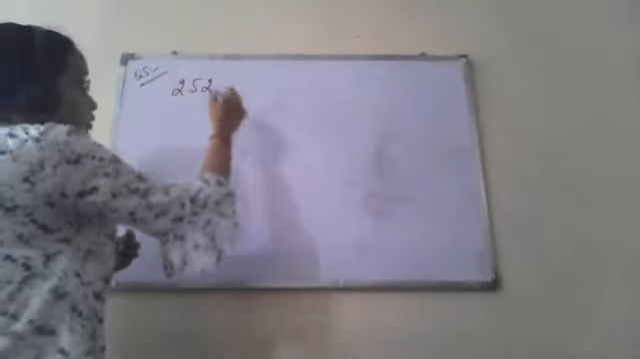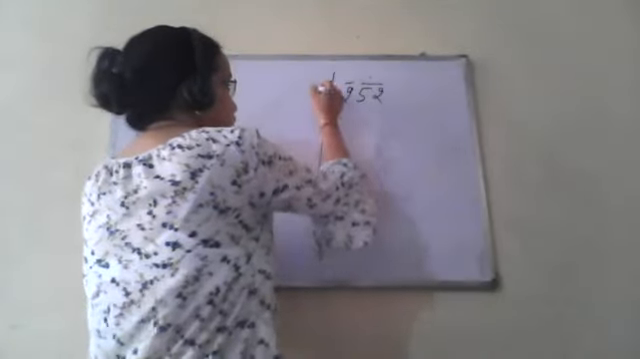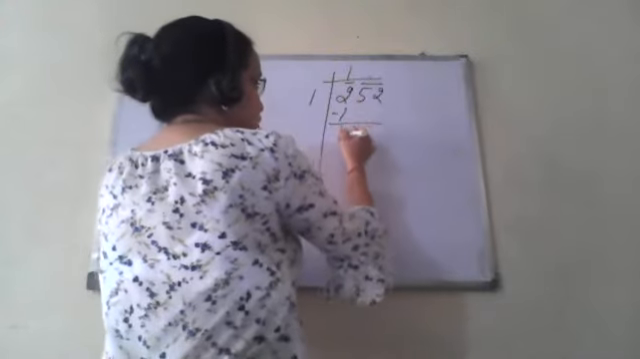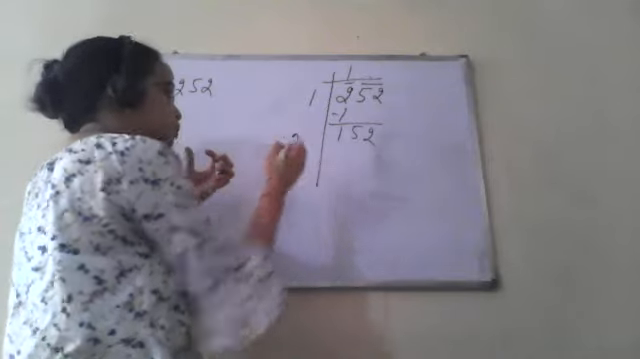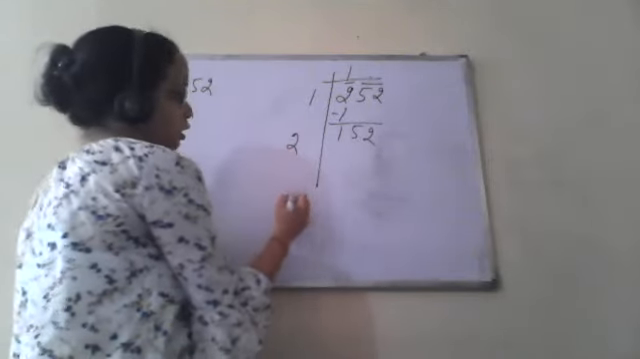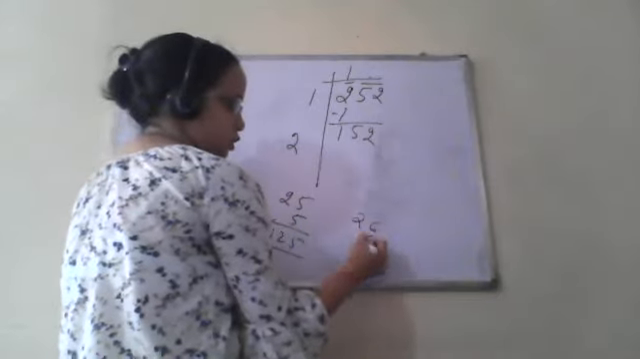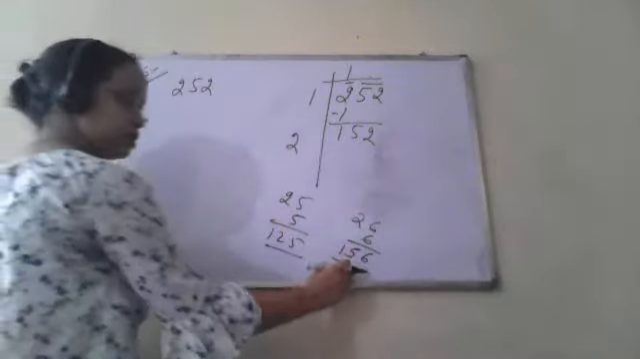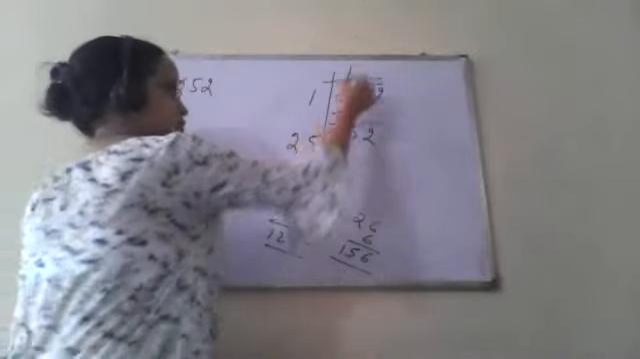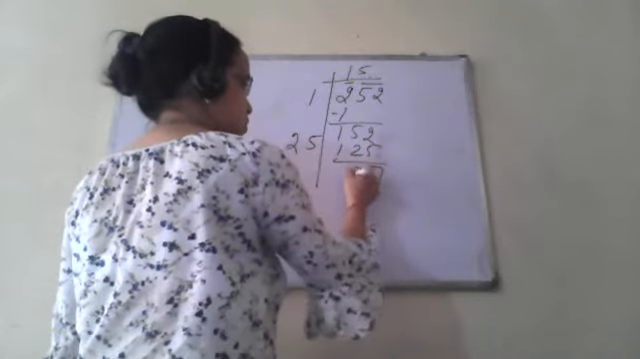Next is 252. It is very simple. This is 252. Put a bar. So this is 152. Double of 1 is 2. So 25, 5 times we will go, 125, and we will look for 26. 156 we cannot write because it is greater than this. So we will go with 5. So here it is 5. This will be 125. So this is 27.